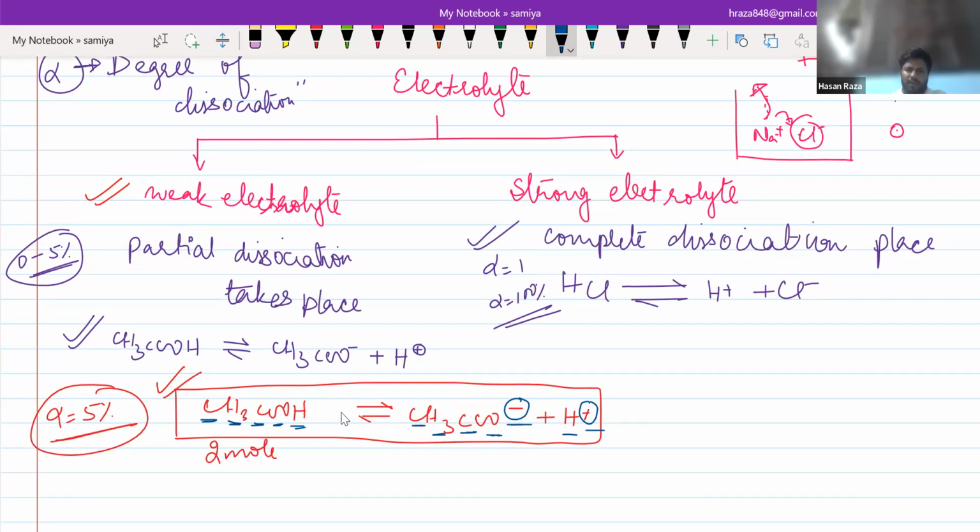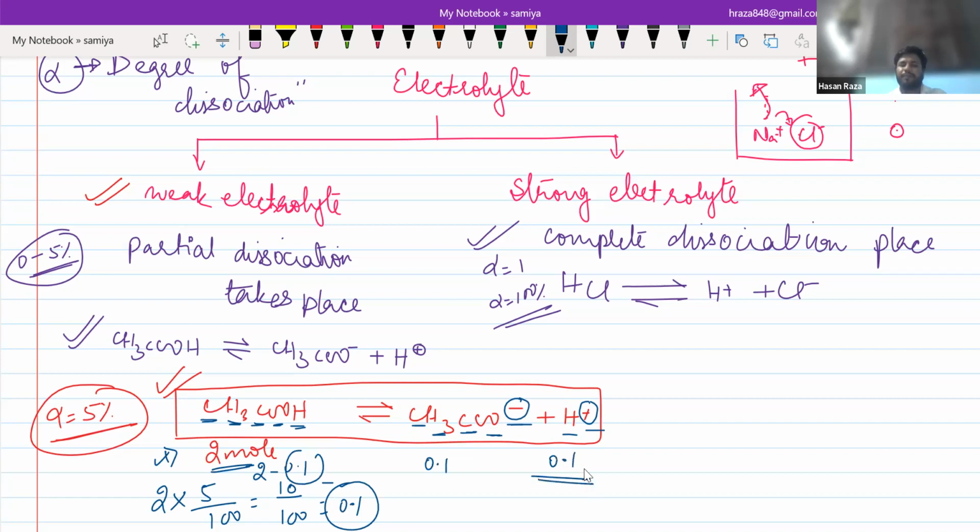So what I want to tell you is about alpha, degree of dissociation. Just suppose in the question it is given that 2 mole and 5% alpha. That means only 5% will be dissociated. So 5% of 2, what will it be? It will be 0.1. That means in 2 moles, only 0.1 is dissociated. So 0.1 here it will be formed and 0.1 here. Got it?